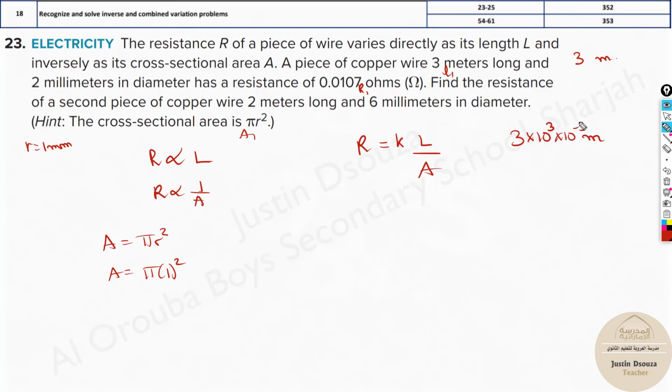Here the 10 to the power plus 3 and 10 to the power minus 3 cancel off, so they are basically 1. It's 3 meters itself, but this is one way to write it. And then we write it as 3 into 10 to the power 3, 10 to the power minus 3 is equal to milli. Small m means 10 to the power minus 3, so I'll write mm.